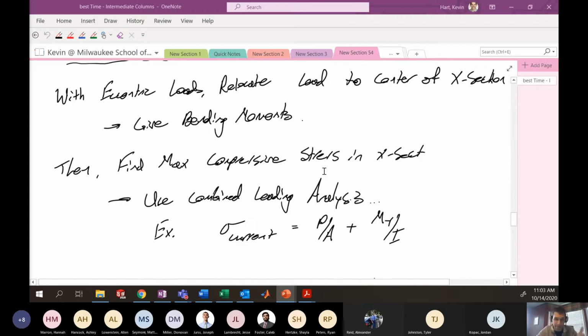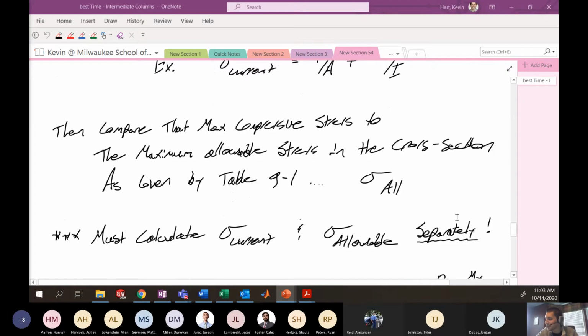Then we can find the maximum compressive stress in the cross-section using your combined load analysis. That gives us the current state of stress on the cross-section, which is load divided by area plus this My over I term: some axial term plus some bending term. It's up to us to decide where the maximum compression will occur in that cross-section. Then we want to compare that maximum compressive stress to the maximum allowable stress that our cross-section can handle, given the buckling analysis we've talked about so far.